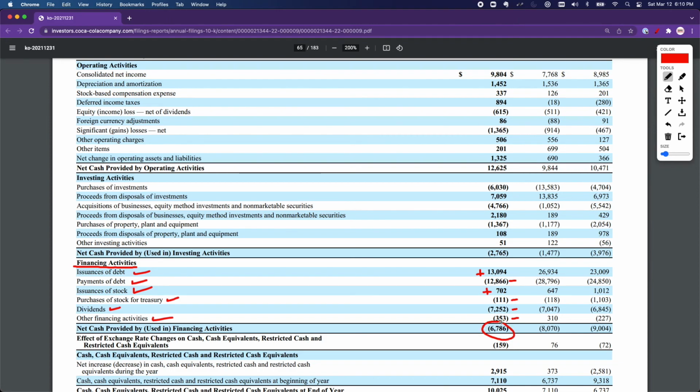So $6.7 billion went out. So this is an outflow of cash for the financing activities.